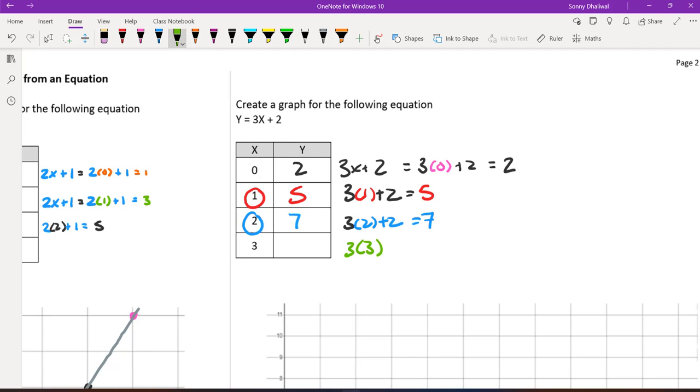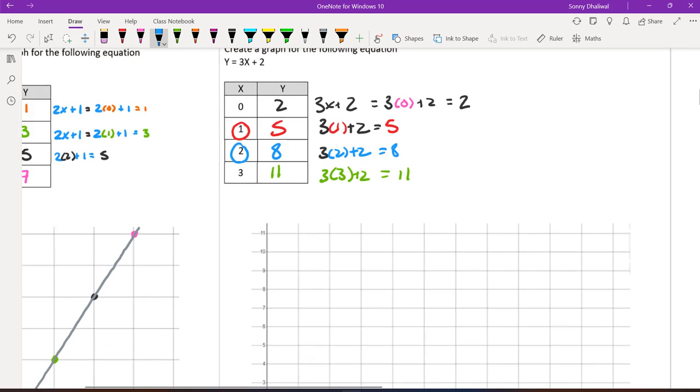3 times 3 plus 2, 9, 11. That's supposed to be 8. 2 times 3, sorry, I made a mistake there. Thank you. That's supposed to be 8. That's a messy 8. Okay. So then you just plot the points.